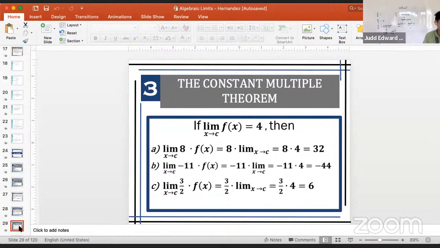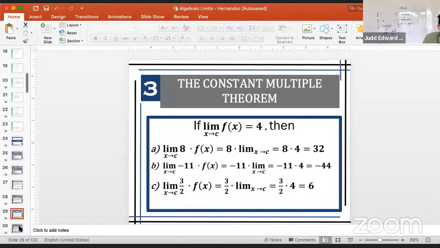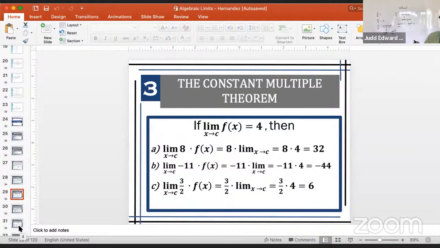If the limit of f of x is equal to 4, then the limit of 8 times f of x is 8 times 4, which is 32. The limit of -11 times f of x is -11 times 4. Therefore, that is -44. The limit of 3/2 times f of x is equal to 3/2 times 4, which is 6. Since we cancel out 4 divided by 2, 2 times 3 is equal to 6. So that is a constant multiple theorem, just like yung ginawa natin kanina, wherein if there is a constant multiplied to a variable, all we have to do is to multiply that to the approaching value.